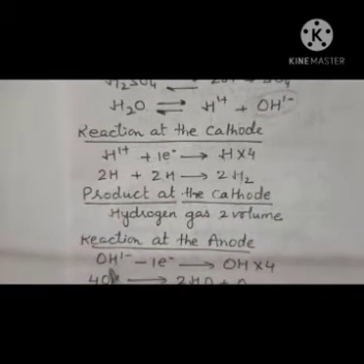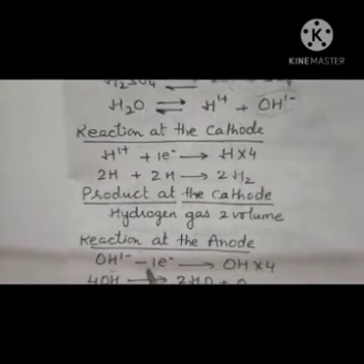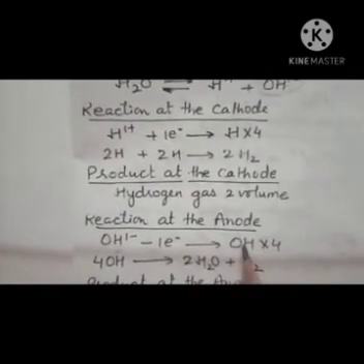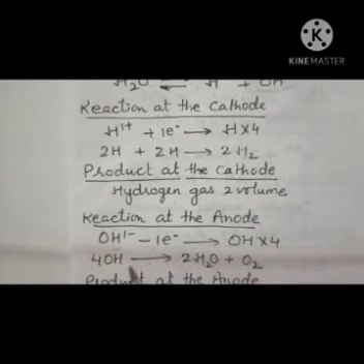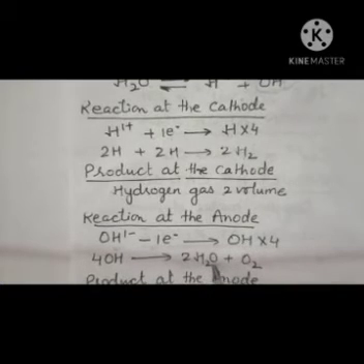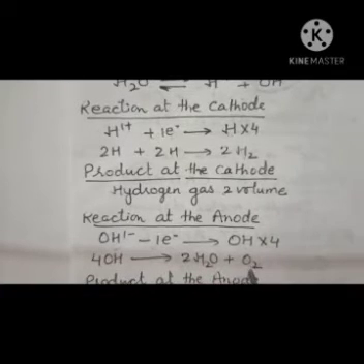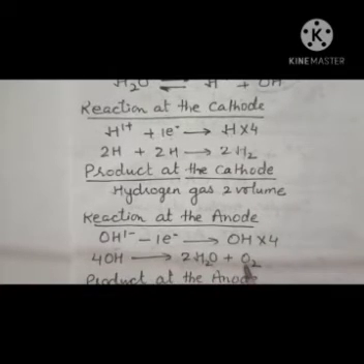These hydroxyl ions will lose 1 electron, right? And convert into hydroxide, which is again multiplied with 4, and 4OH is equal to what? 2H2O water molecule, and oxygen gas is produced. This water again comes in the solution, right? And oxygen gas is liberated at anode.